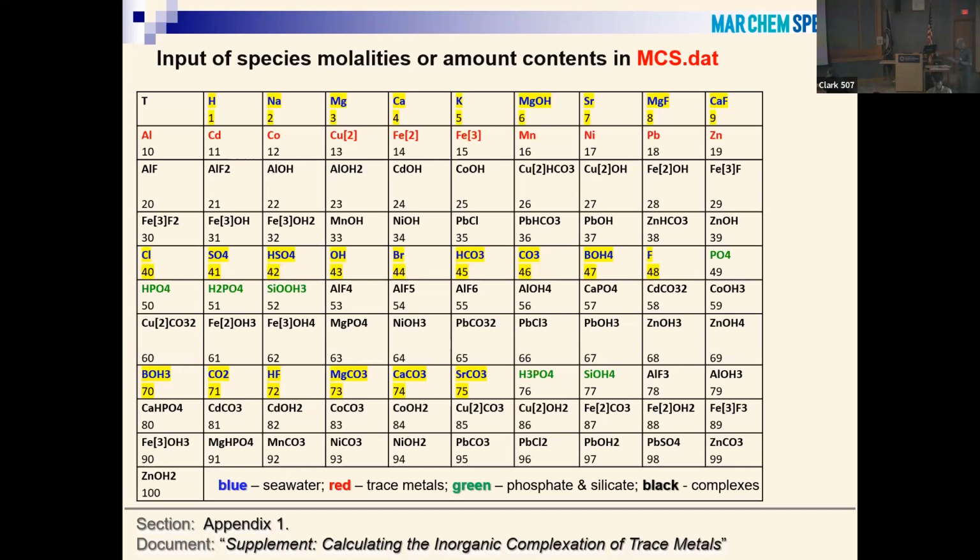And then species 70 is the first of the uncharged seawater species, boric acid. Then the CO2 star or DIC, HF and some ion pairs, 2 more phosphate and silicate species, and then a whole bunch of uncharged complexes, which in your input line of data, you'd simply set to 0.